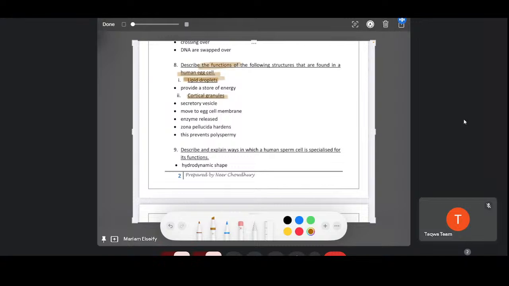The lipid droplets are there to provide a store of energy, while the cortical granules are there in the human egg cell as secretory vesicles that move to the egg cell membrane so that the enzyme is released and the zona pellucida hardens, which prevents polyspermy. Again, what are the functions? Lipid droplets provide a store of energy. Cortical granules: secretory vesicles move to the egg cell membrane, enzyme release, zona pellucida hardens, which prevents polyspermy.